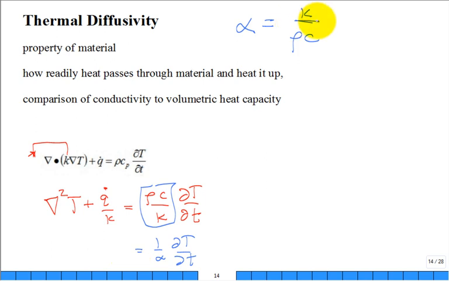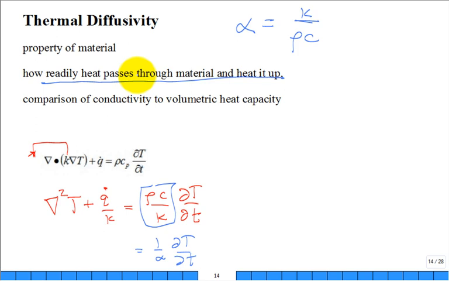So it's just another grouping of properties, because K is a property, rho is a property, C is a property. It's a little harder to interpret. What is the meaning of alpha? Well, it's a measure of how readily heat passes through the material and heats it up. So some materials can heat up rapidly as well as cool down rapidly.